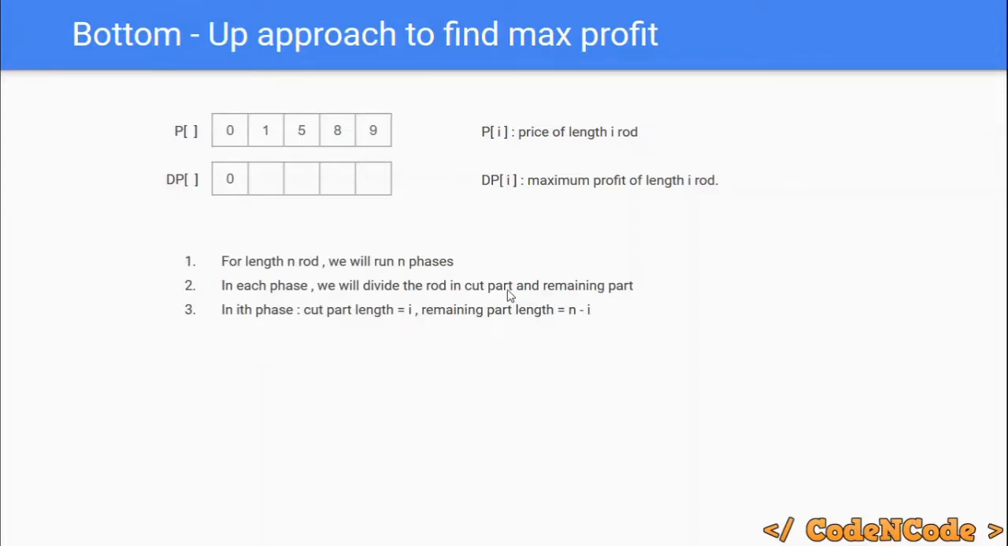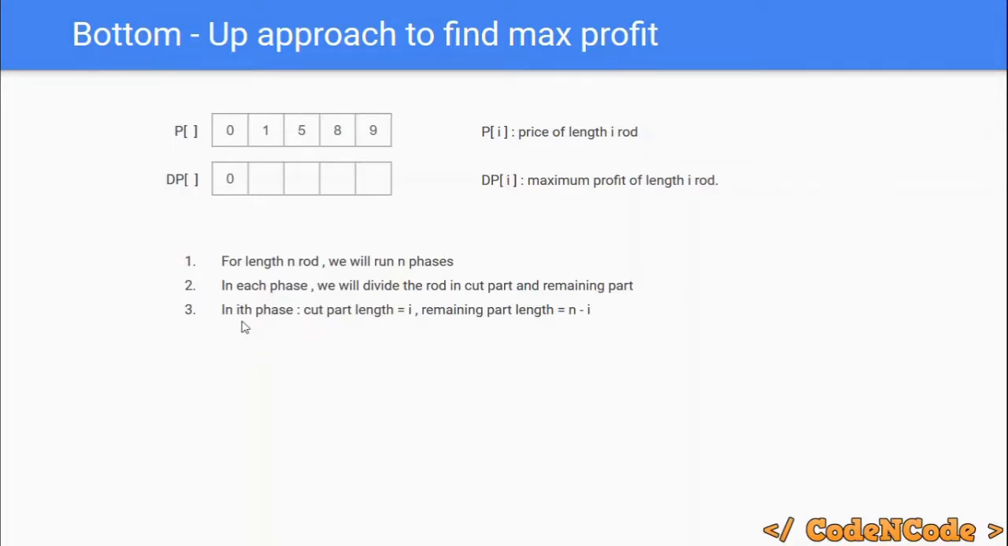So if I have cut a rod of length 2, if the cut part is of length 2, then I'll be selling length 2 completely, so it would give me profit of P of 2, right? And then for the remaining part, which is 5 minus 2, that is length 3, I'll be trying to find out what is the maximum that I can achieve with length 3 rod. Basically, I'm allowed to further decompose length 3, the remaining part, but the cut part I'll be selling it completely.